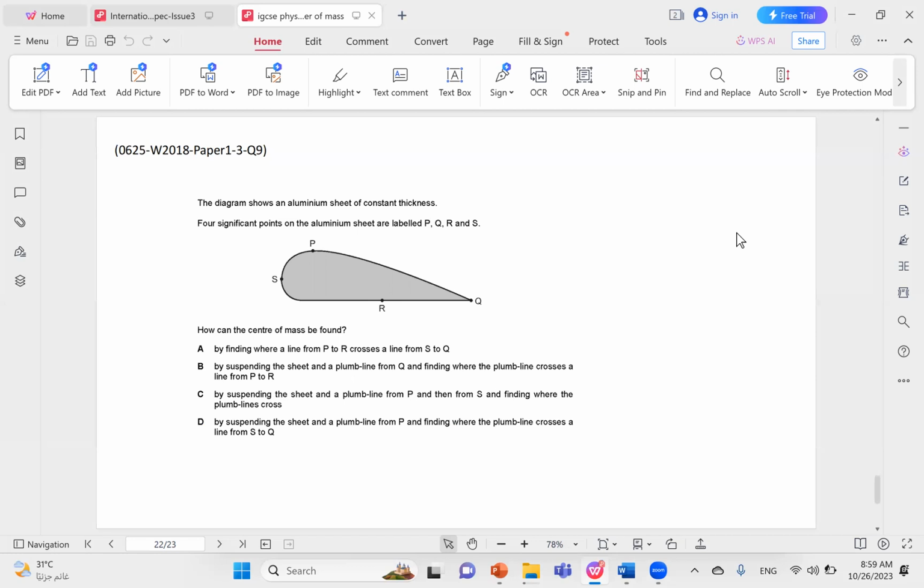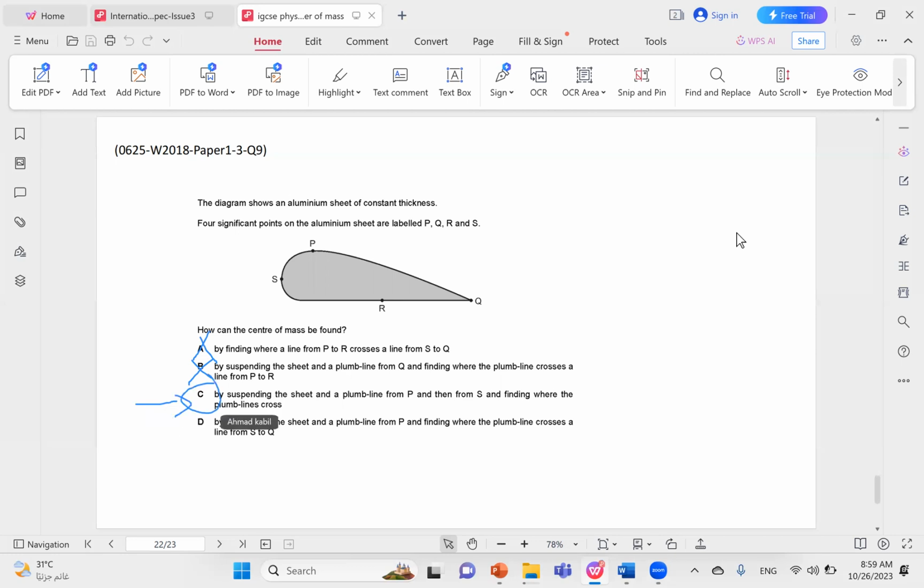So let's read the choices and see which one of them is closest to what we just said. A says by finding where a line from P to R crosses a line from S to Q. This is incorrect. By suspending the sheet and a plumb line from Q and finding where the plumb line crosses a line from P to R. Again, this is incorrect. By suspending the sheet and a plumb line from P and then from S and finding where the plumb lines cross, this is the correct answer.